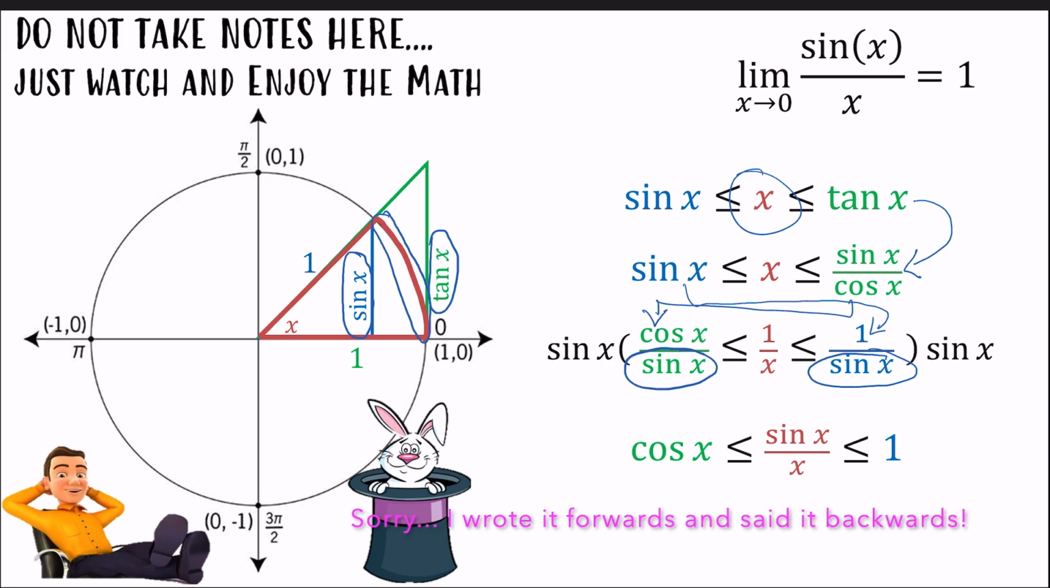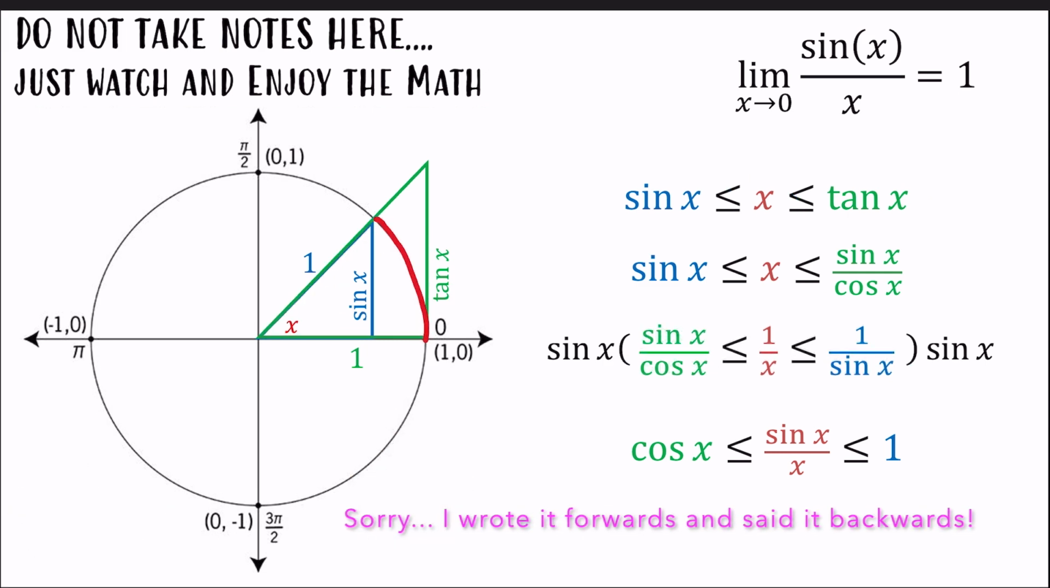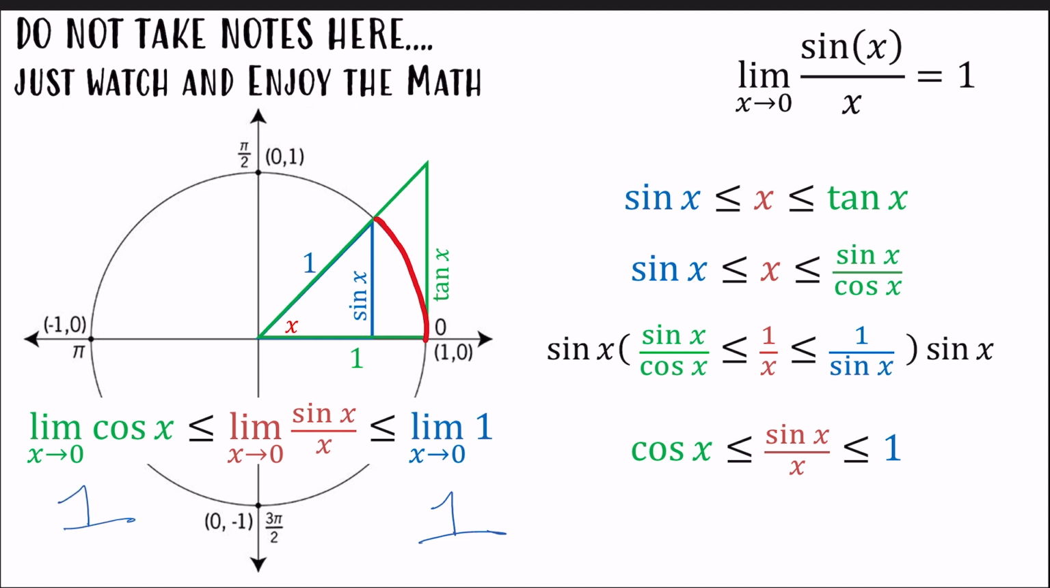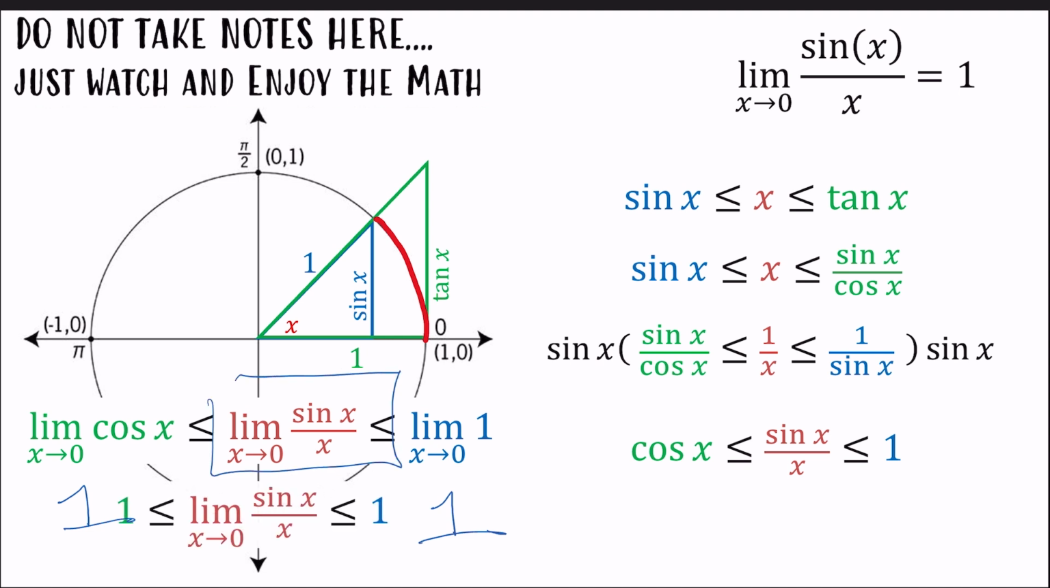Now, if I take the limit of each of those, I know the limit as x approaches 0 of 1 is 1. Using direct substitution, I know that the cosine of 0 is also 1. So this guy gets squeezed in between 1 and 1.